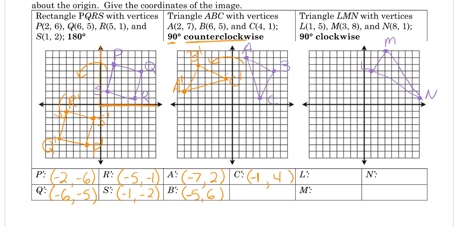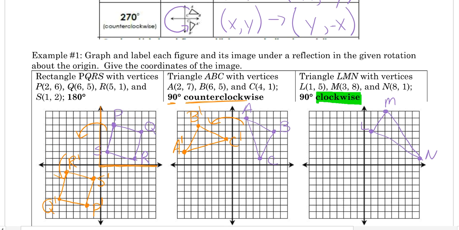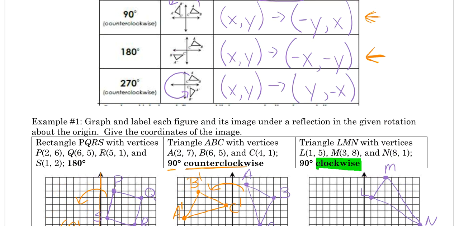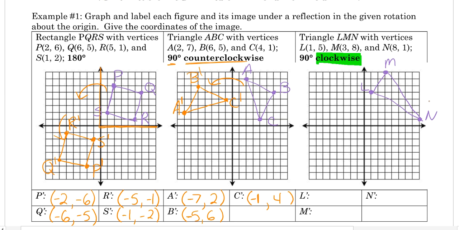For our last example, it says triangle LMN has its vertices, which we already plotted, and we are moving 90 degrees clockwise. Now, our rules do not follow clockwise motion, because again, that's not the way that we assume when we are rotating. However, we can use a little bit of logic. 90 degrees clockwise would end up in one turn going to the right.